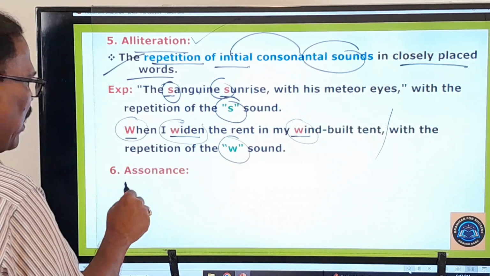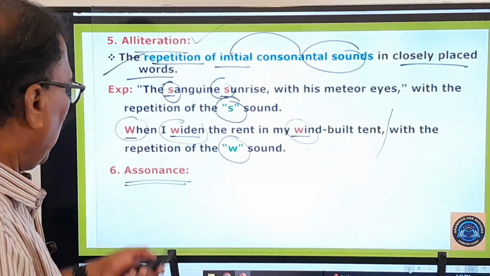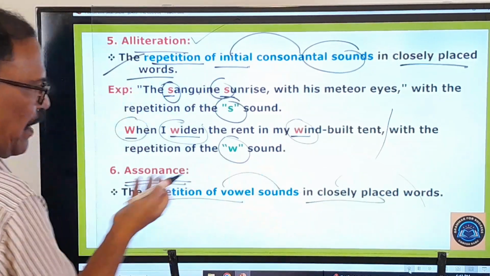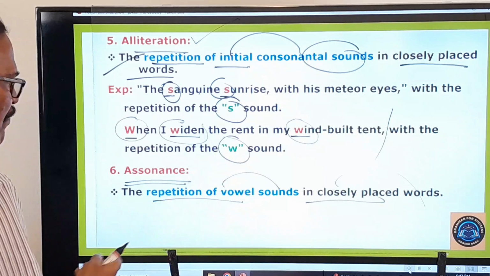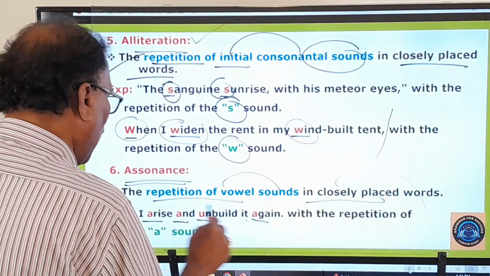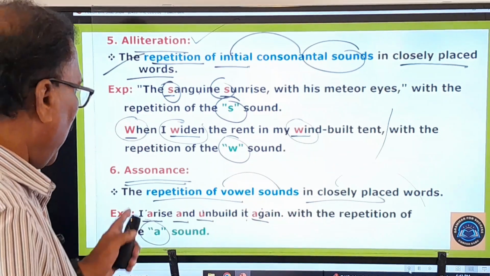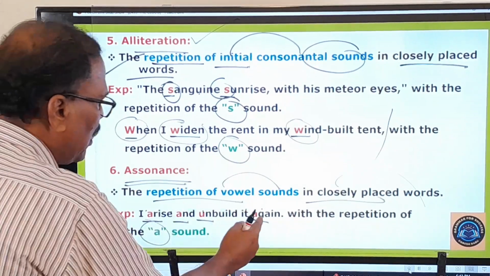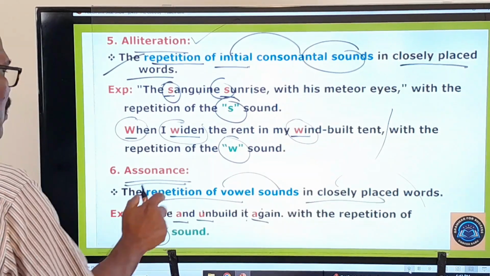Okay, you go to the next one, assonance. So the repetition of the vowel sounds. You know very well, the repetition of the vowel sounds in closely placed words. Quite the opposite: alliteration is initial consonantal sounds, assonance is vowel sounds, that's all. And here what is that? I arise and unbuild it again, with the repetition of the 'ah' sound in all of them. I arise and unbuild it again. So this 'ah' sound is repeated. It is a vowel sound. So that is called assonance.